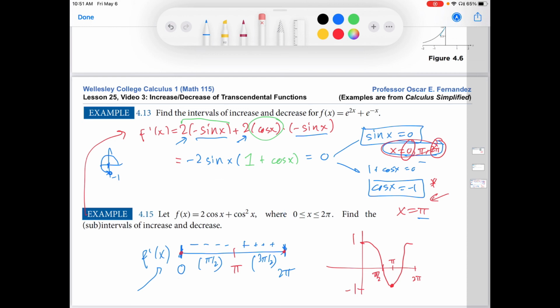Okay, so we've drawn a sine chart, and now we can step back and see what it tells us. It tells us that the function is decreasing before pi and then increasing after pi, and again, we're stopping at 0 and 2 pi. So where is it increasing? From pi to 2 pi. Great. And then where is it decreasing? From 0 to pi.